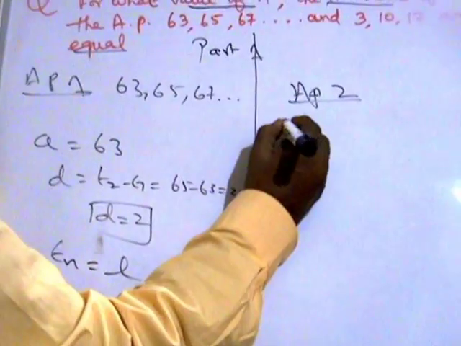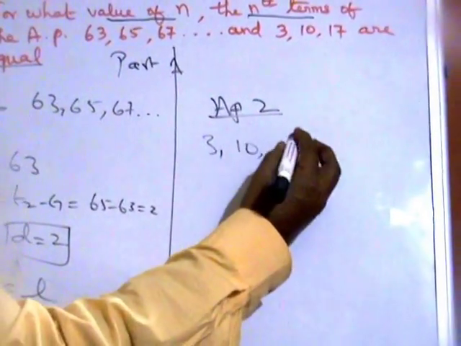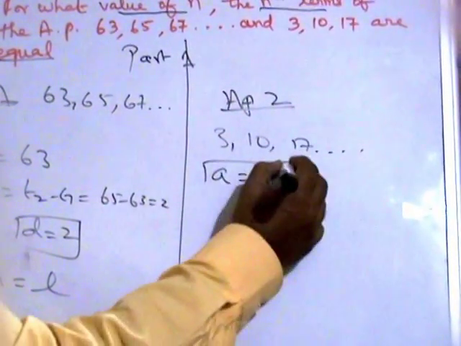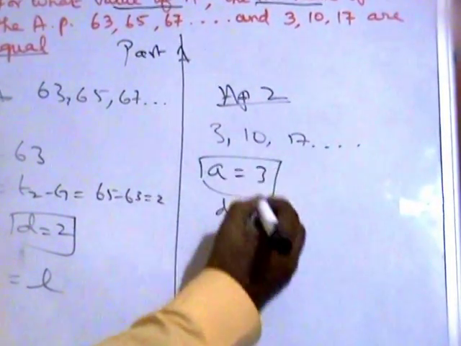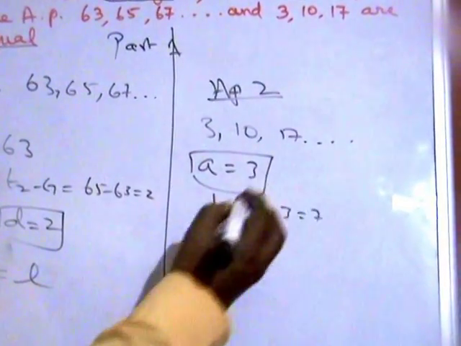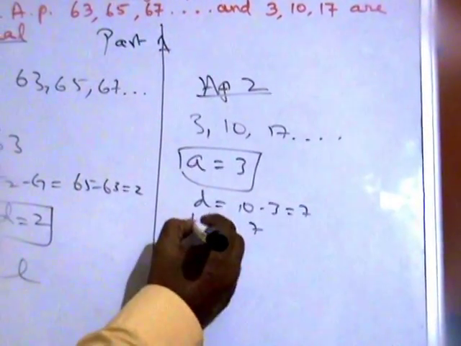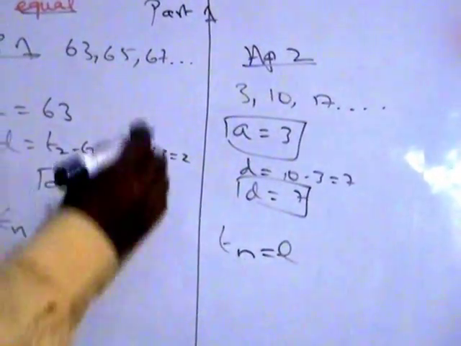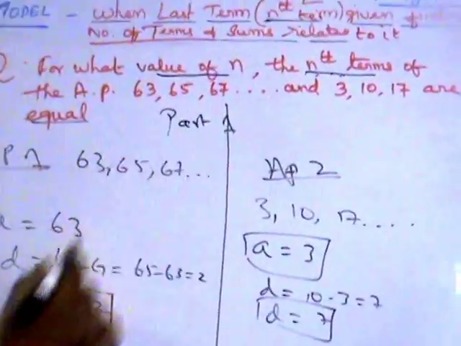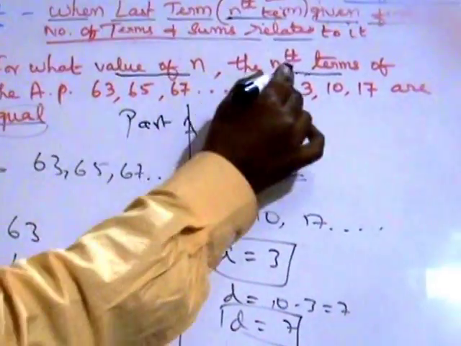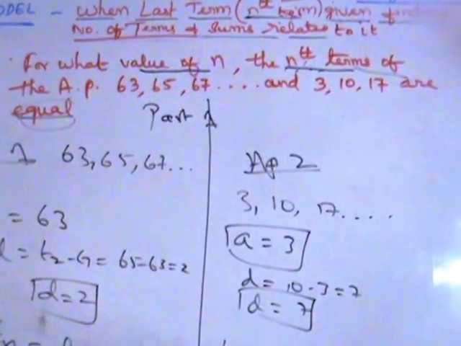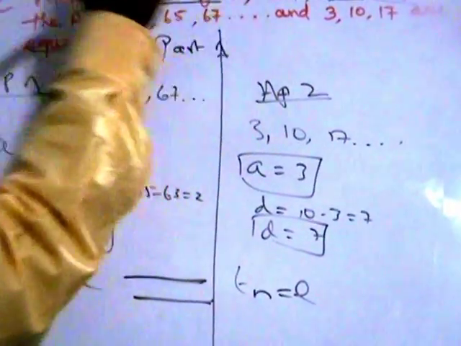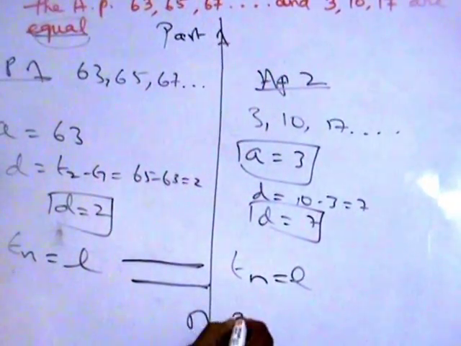Coming to the second sequence, 3, 10, 17, dot dot dot. We know the first term A is 3. And again the common difference is 10 minus 3 equal to 7. So d is equal to 7. It clearly says the last term is called Tn equal to L. It says the nth terms are equal. So these both are equal in this. And we have to find the value of n. So they ask n equal to question mark.